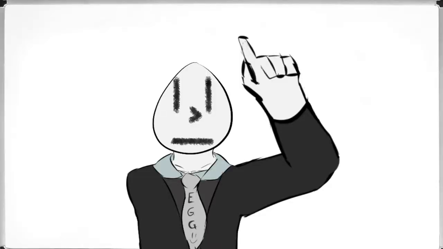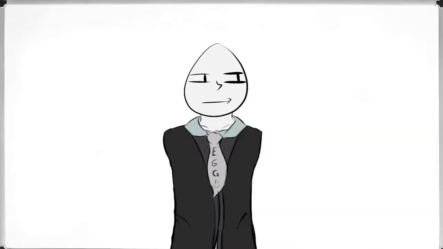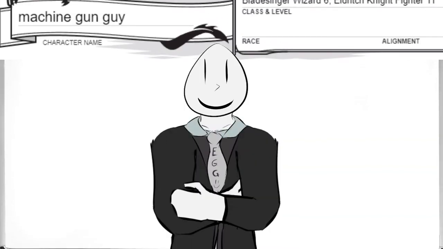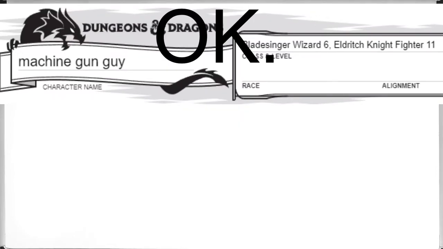Alright, now this is the difficult part. And I want you to pay really close attention here. Don't miss this part, because it wouldn't be very excellent for me to repeat this, now would it? Dump the rest of your levels into Fighter. That's it. Okay, what you're really going to be gunning for is at least Fighter 11.